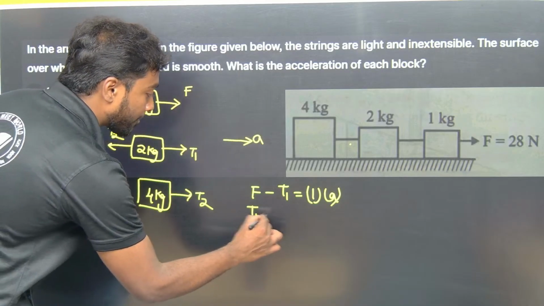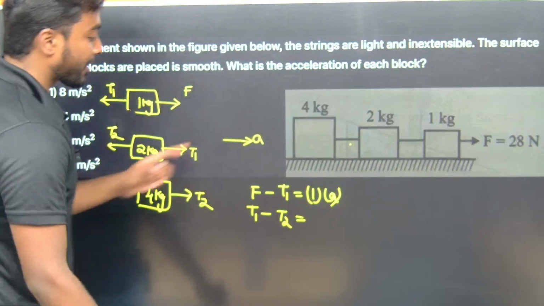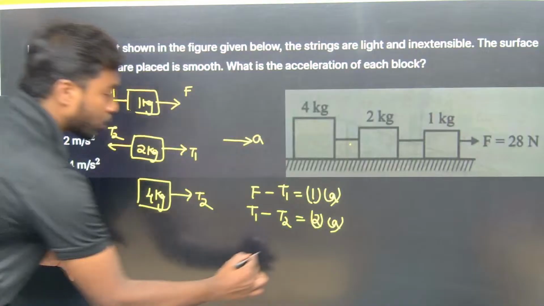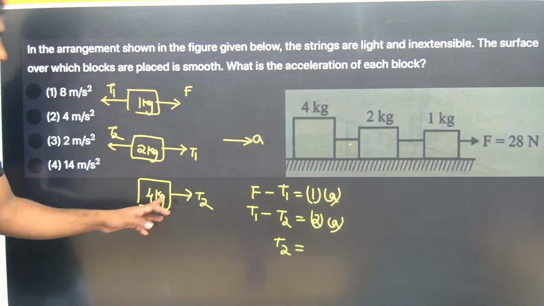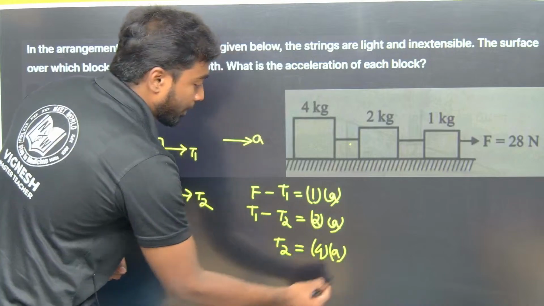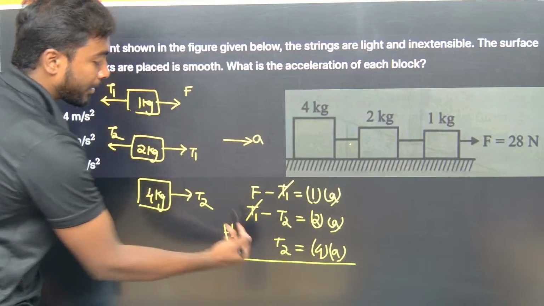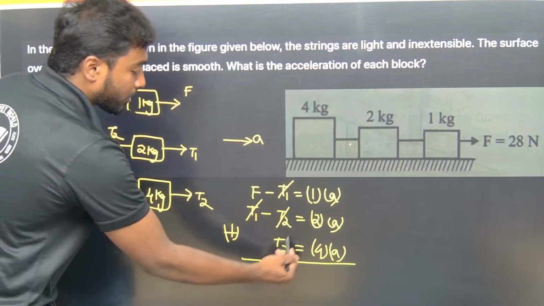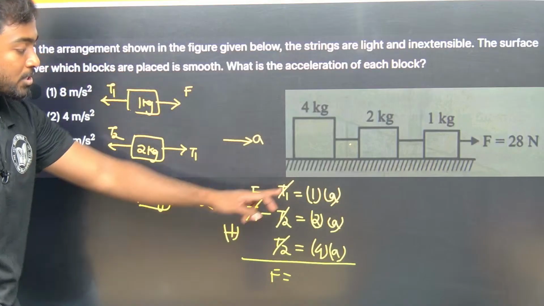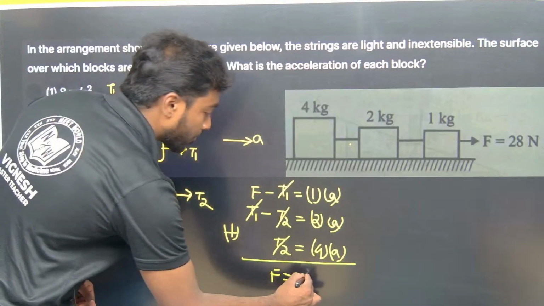So, T1 minus T2 is equal to mass 2 and acceleration, I will take that as 2 into A. Next, T2 will be equal to 4 into A. So, from this I can add the 3 equations. T1 gets cancelled out, minus T2 gets cancelled out. So, F will be equal to A plus 2A plus 4A, that is 7A.